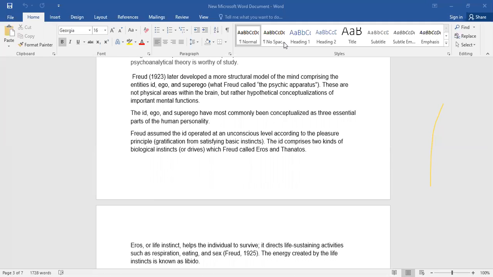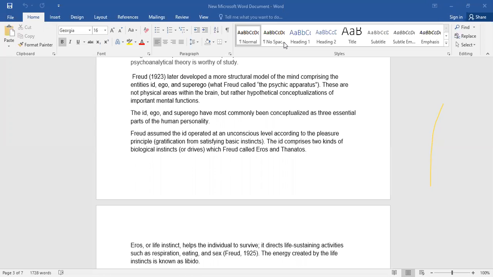Sigmund Freud assumed the id operated at an unconscious level, as I have shown you in the picture, according to the pleasure principle. Pleasure principle means gratification from satisfying basic instincts or basic impulses. Suppose, why do people tell lies in order to get benefits? Why are people involved in such types of crimes? In order to satisfy their desires. But if they follow such a pleasure principle, they will certainly lose their personality. It means that there are certain values which are essential to be followed if you want to have a good or great personality in life.